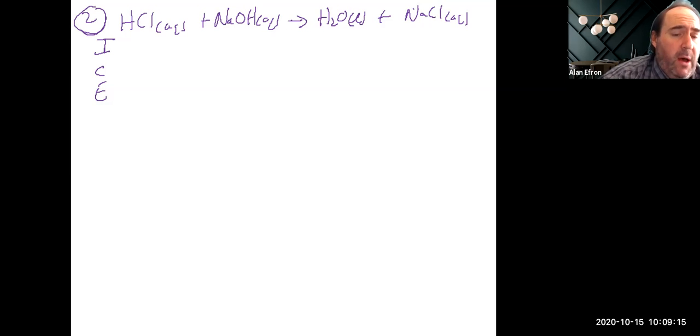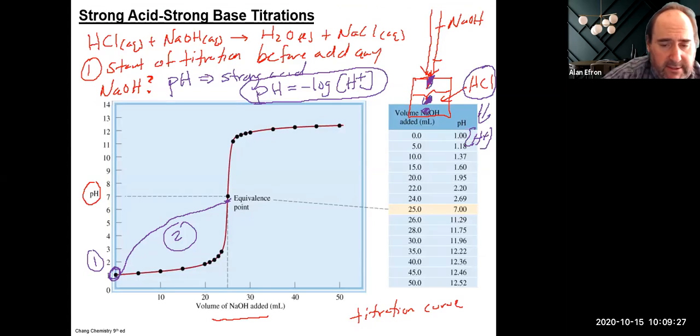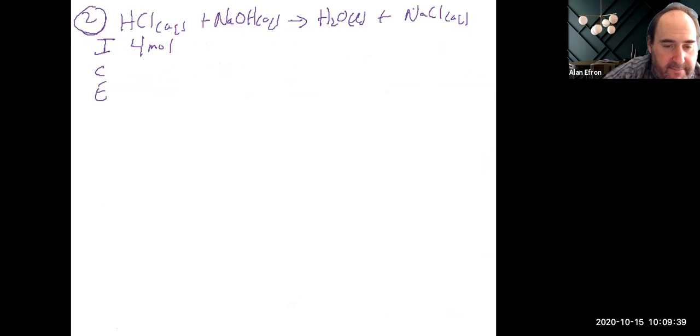So you will need to do this ice table in moles. I'm going to just make up a number and say that I started with 4 moles of HCl. Again, I just made that number up. We're going to start this titration with 4 moles of HCl. I am before the equivalence point. That means that before the equivalence point, the amount of sodium hydroxide I've added should be less than 4 moles in my example. So I'm just going to go with 2 moles.